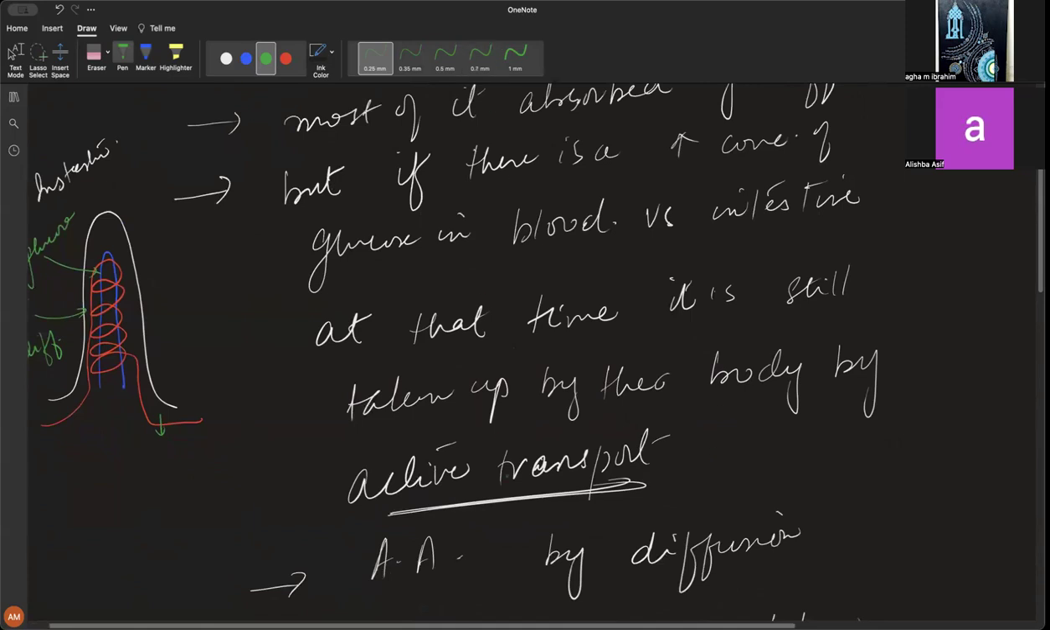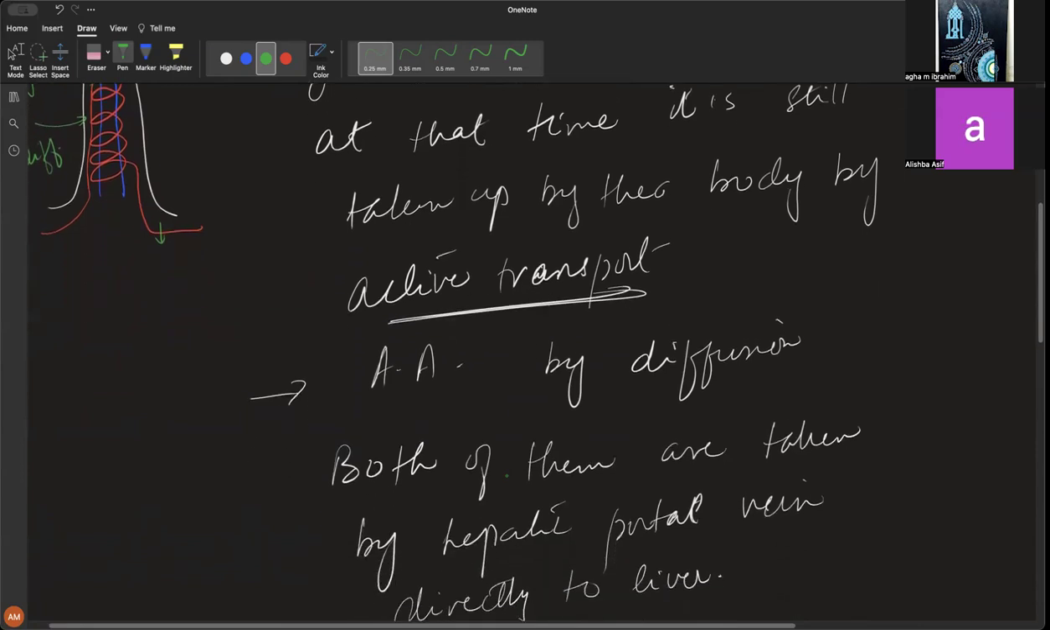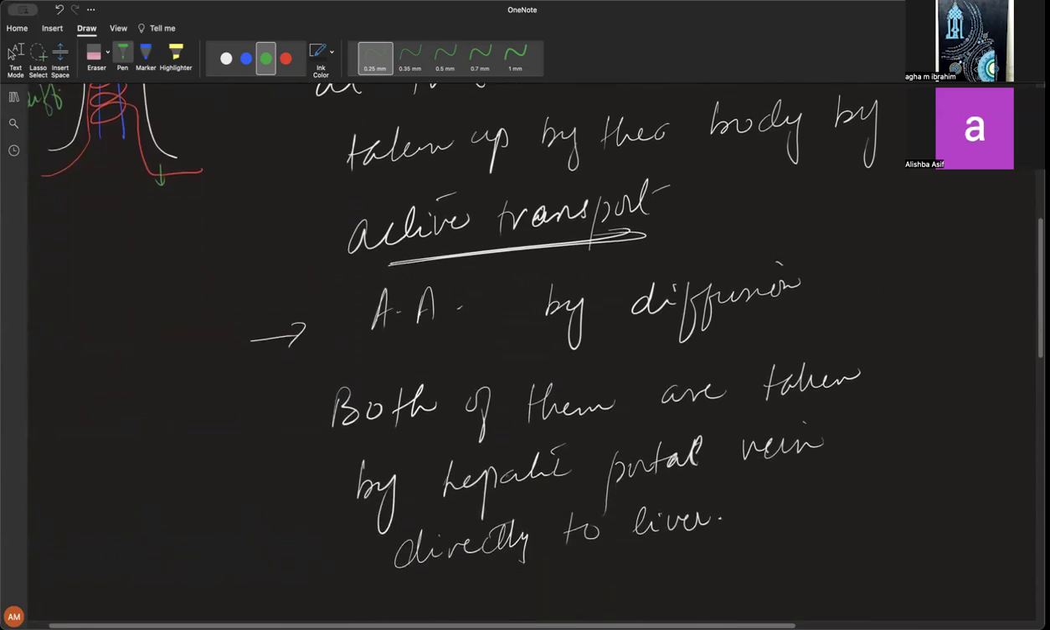Okay, definitely, you're going to get this question in your MCQs for sure. Glucose is absorbed by active transport in your small intestine, and amino acids by diffusion. The amino acids are also absorbed through the same channel in which the glucose is being absorbed. Both of them are taken by the hepatic portal vein directly to the liver.